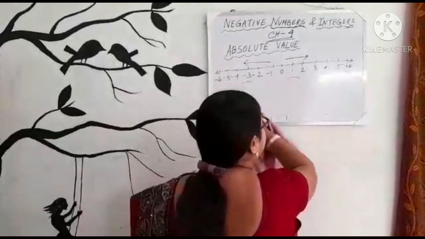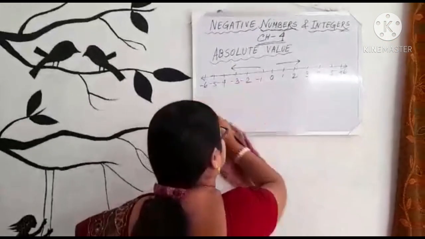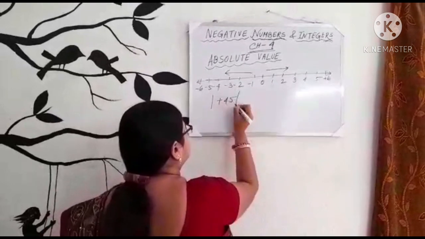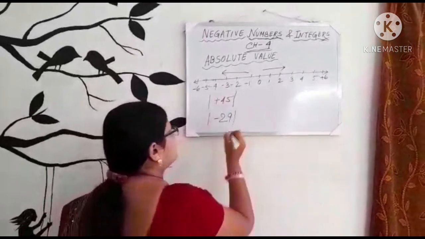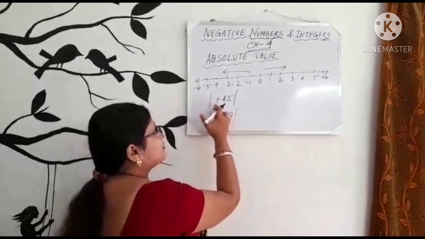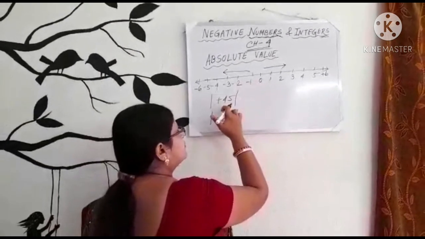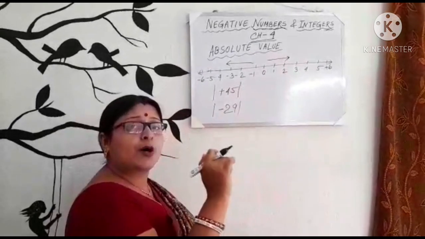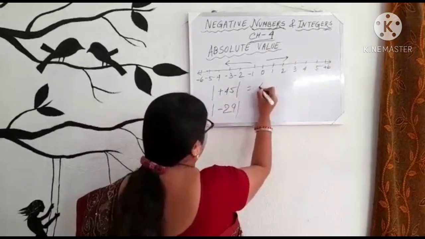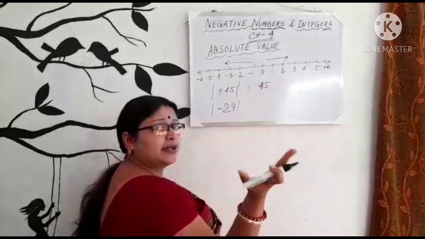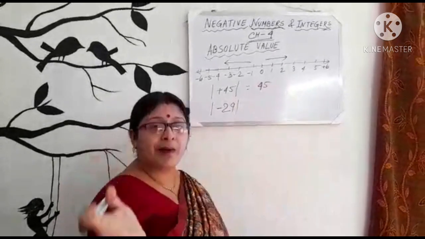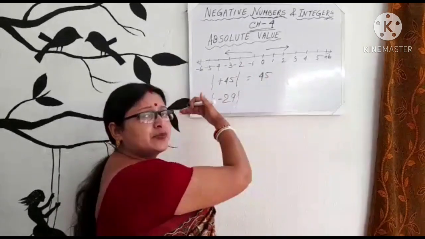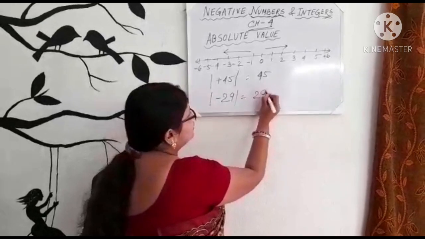Clear? Now I am discussing another example of absolute value. Plus 45, minus 29. Now you tell me, plus 45 means 45 units from 0 in the positive side. So obviously it will be 45. Clear? And minus 29 means 29 units from 0 in the negative side. That means it will also be 29.